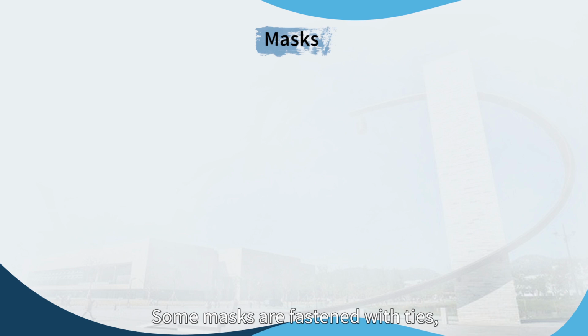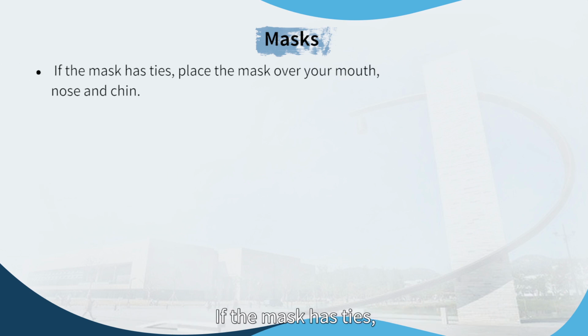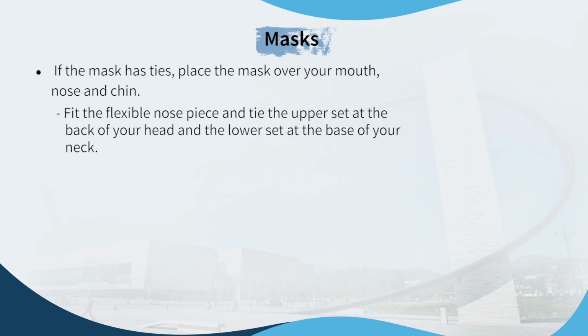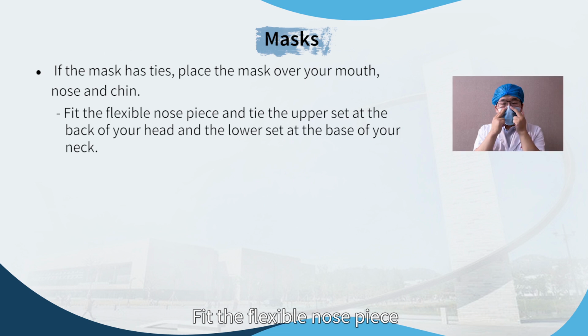Some masks are fastened with ties, others with elastic. If the mask has ties, place the mask over your mouth, nose, and chin. Fit the flexible nose piece to the form of your nose bridge. Tie the upper set at the back of your head and the lower set at the base of your neck.